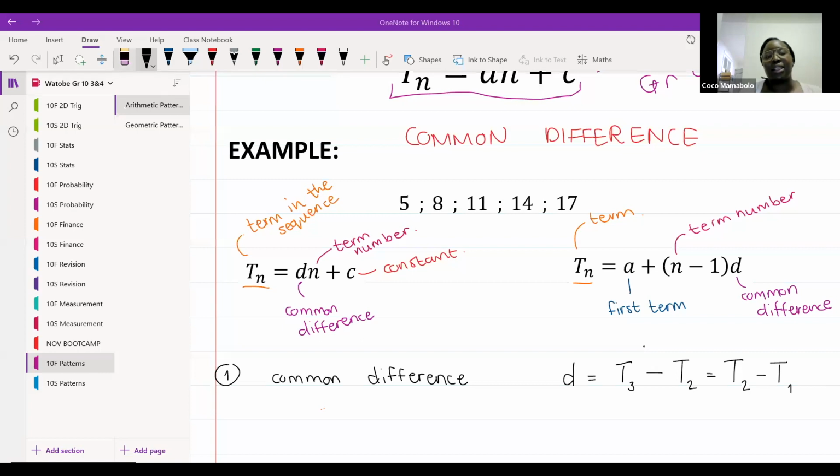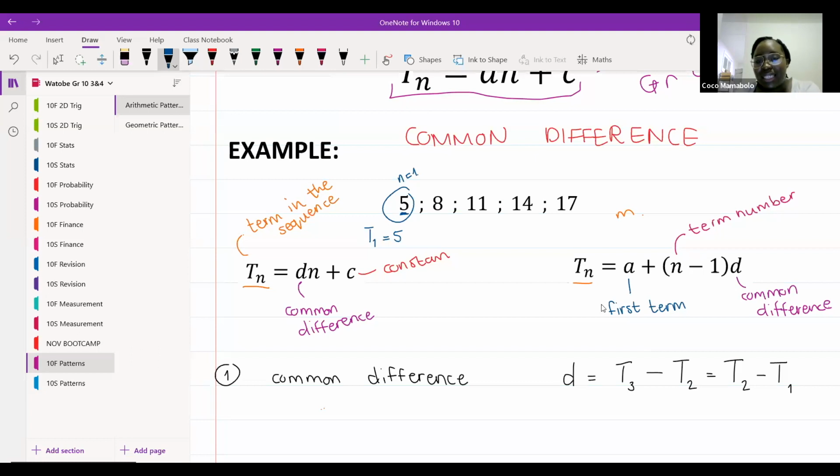Now, if we look at the sequence that ma'am has given you over here, and I'm just going to delete some of the stuff just a little bit so I can look at the sequence that I've given you guys over here. Now, this number 5 over here is in the position 1. It's in the first position. So its term number is 1. So N is equal to 1 in this position. N is equal to 1. Now, the first term in the sequence is 5. So T1 is equal to 5.